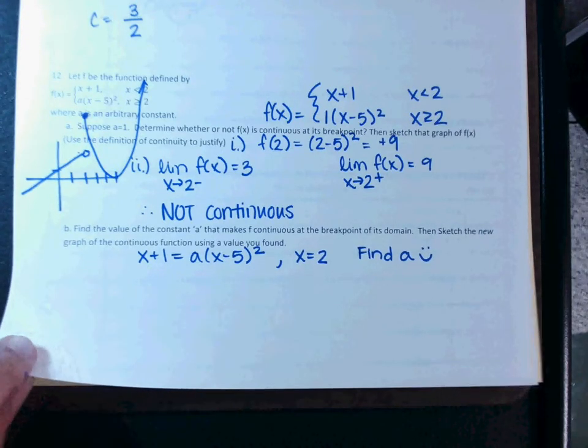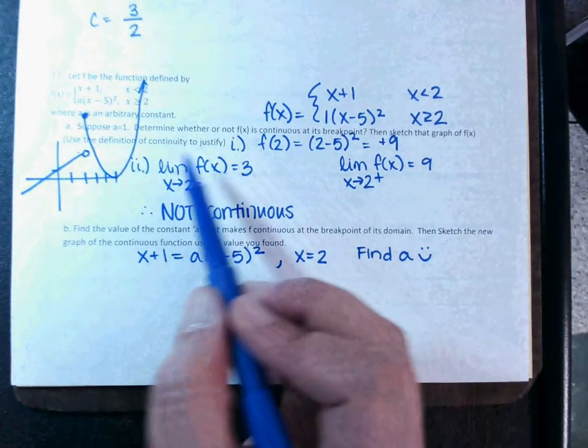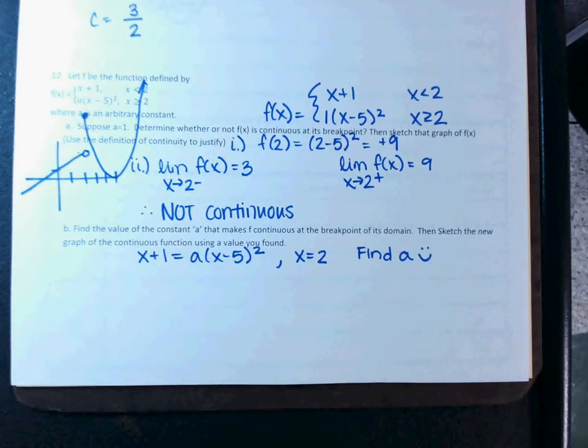What does it mean when it says use the definition of continuity to justify? So that's like the 1, 2, 3, where you're breaking up the points.